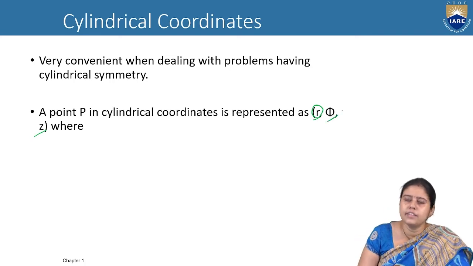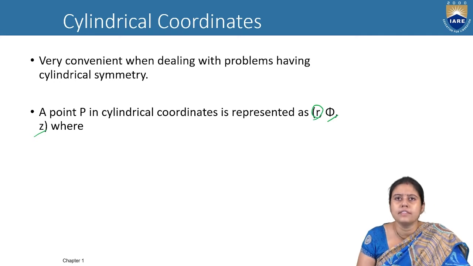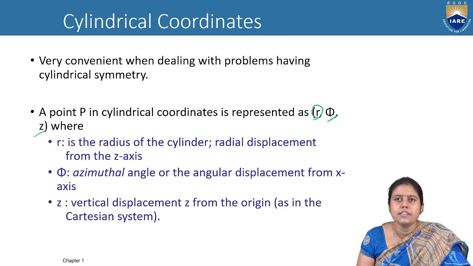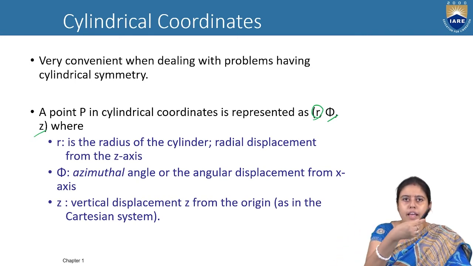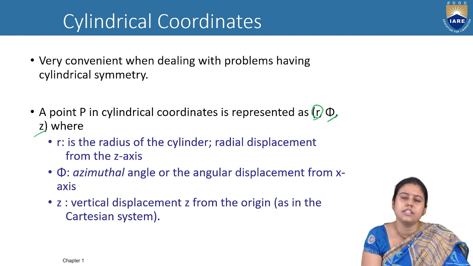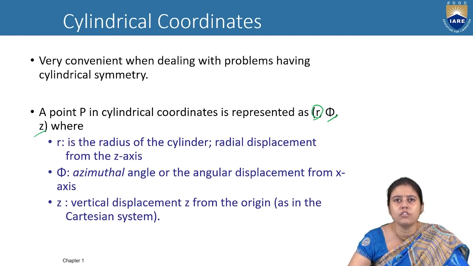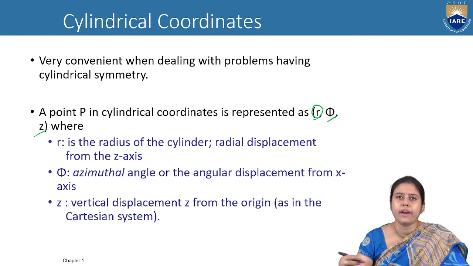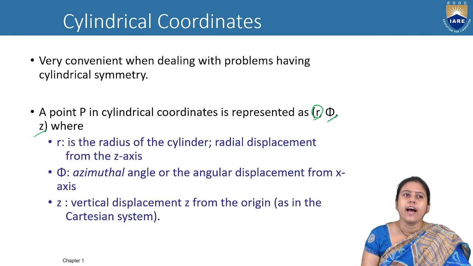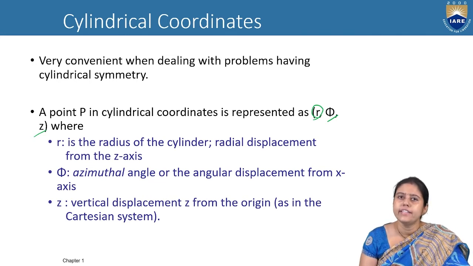So a point in cylindrical coordinates is represented as r, phi and z, where r is the radius of the displacement, which is called the radial displacement. Phi is the azimuthal angle, or we can say the angular displacement. Something is moving with an angle, in a circle. So this is the angular displacement. In the case of a motor also, we talk about angular displacement. Another one is the vertical displacement. Vertical displacement means the height.